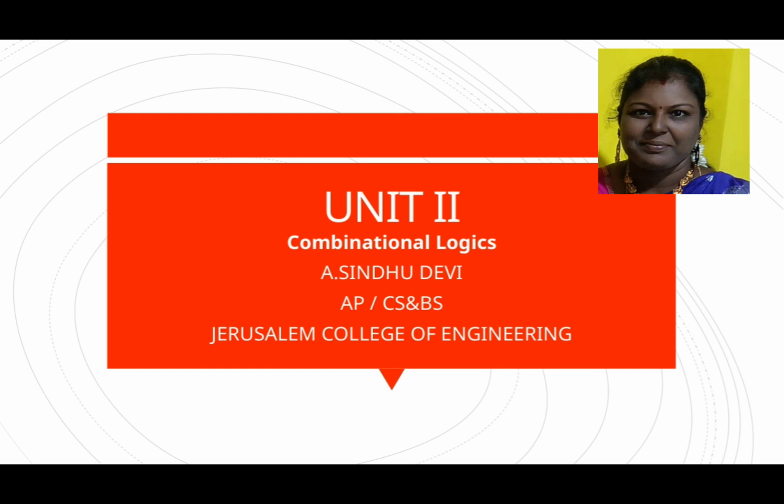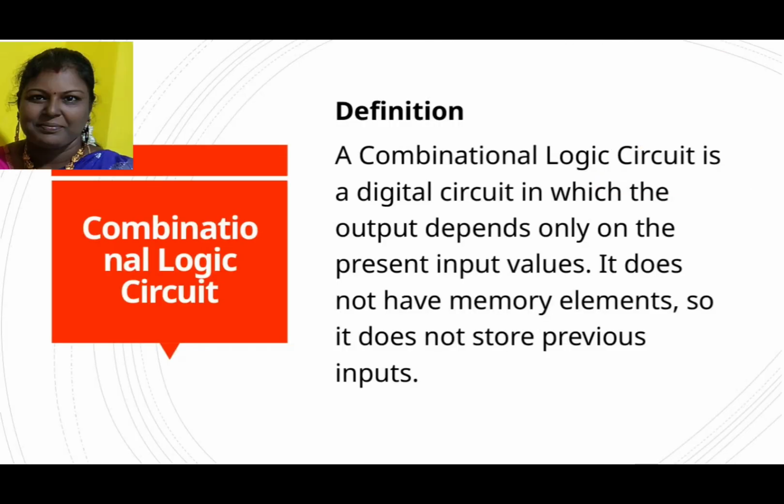Let's get started. Let's start by defining what a combinational logic circuit is. It's a type of digital circuit where the output depends solely on the current inputs. There's no memory involved. It doesn't remember or store anything from before. The output changes instantly as the inputs change, making it straightforward and predictable. This simplicity is what sets combinational logic apart from other circuits that rely on past information.